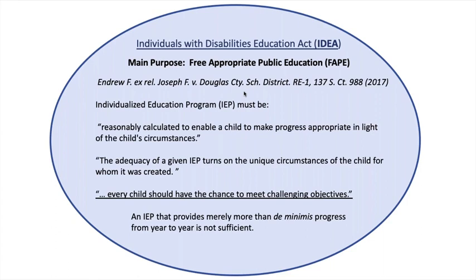And the landmark US Supreme Court case, Andrew F. versus Douglas County School District, has given us some very good guidance about what needs to be considered in the provision of FAPE. So in order to provide FAPE, the Individualized Education Program, the IEP, must be reasonably calculated to enable a child to make progress appropriate in light of the child's circumstances. The adequacy of a given IEP turns on the unique circumstances of the child for whom it was created. And this, I think, is really the key finding: every child should have the chance to meet challenging objectives. And if all the IEP does is provide a little bit more than de minimis progress from year to year, that's not sufficient.